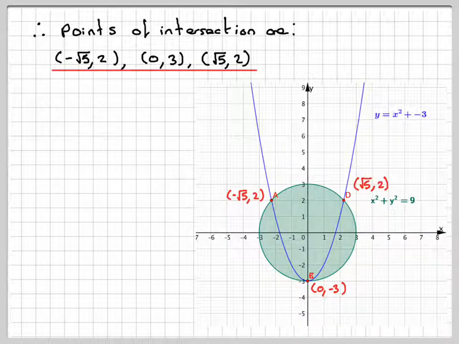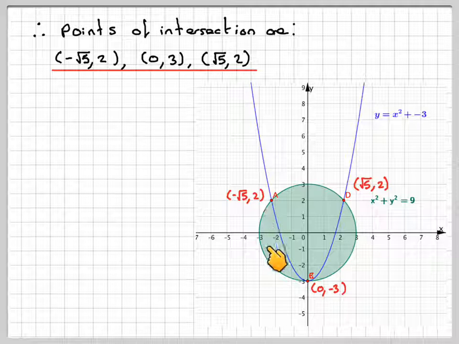Okay, so this has been a video to show you where a quadratic intersects a circle.